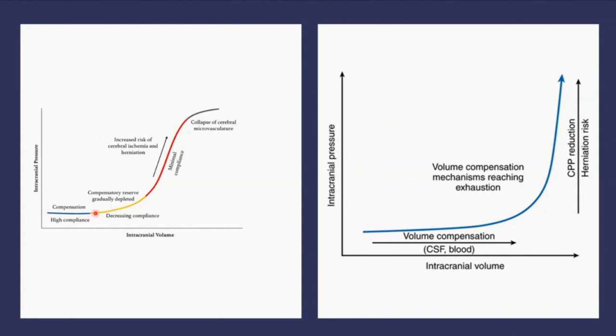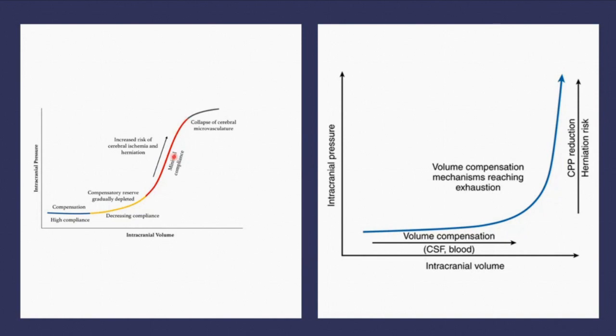Then we start to lose our reserve to maintain this intracranial pressure. The CSF has mostly escaped to the outside, and the same happened to the venous blood. So we start to get more and more pressure going up till we reach this degree where there is a complete failure of the compensatory mechanisms, and there's a rapid increase in the intracranial pressure.